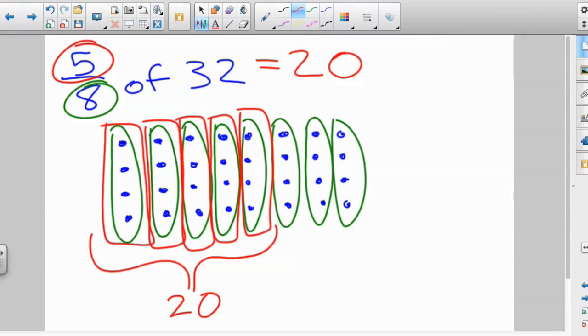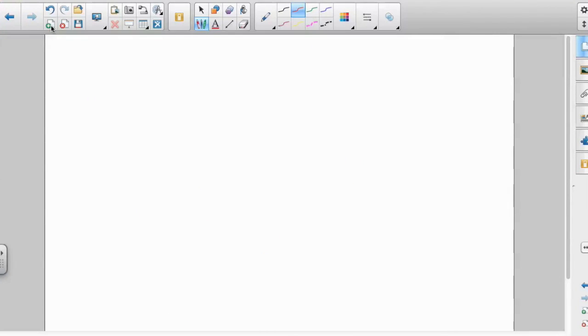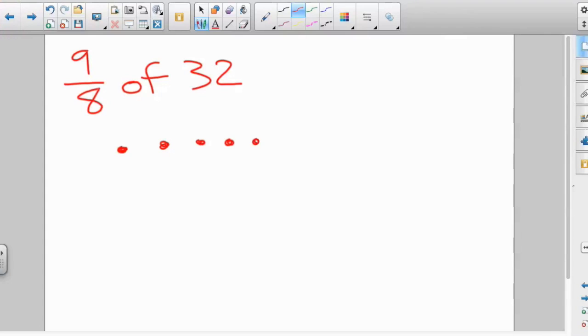Now let's take a look at a more challenging problem. For instance, what happens when our numerator is greater than our denominator? In the next problem, we are going to look at what is 9/8 of 32. Again, we start these problems in a very similar way. We want to ask ourselves, how can we divide 32 into 8 equal groups? The denominator is 8, and it tells us to divide 32 into 8 equal groups.